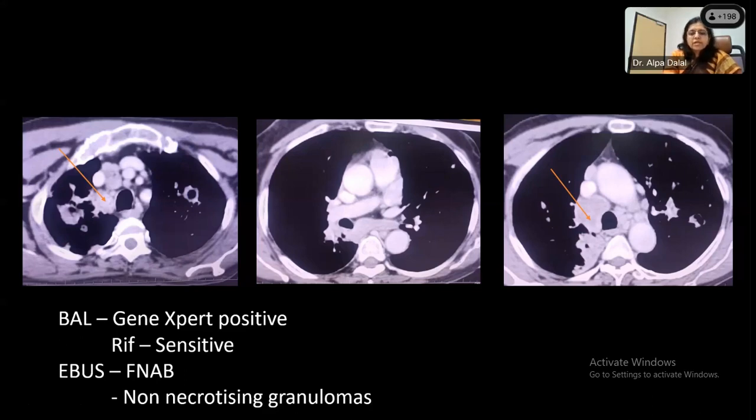Now, it is very important for us clinicians, when we are doing invasive tests, it is better to collect samples from multiple areas and send them for multiple tests. So that's important because we cannot repeat tests like bronchoscopy or EBUS repeatedly. So it's better to send the tissue for culture as well as histopathology, and the BAL sample for cytology as well as for microbiological evaluation.